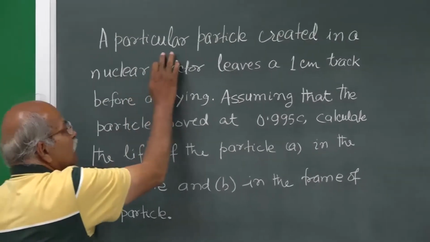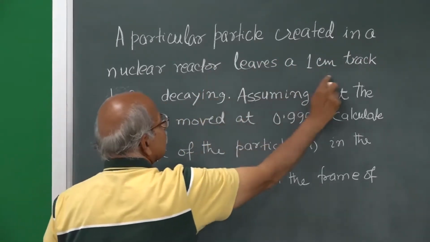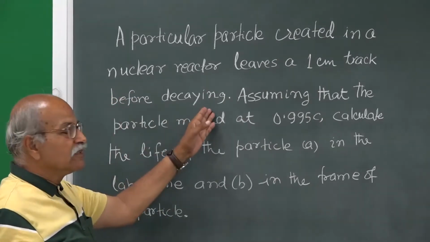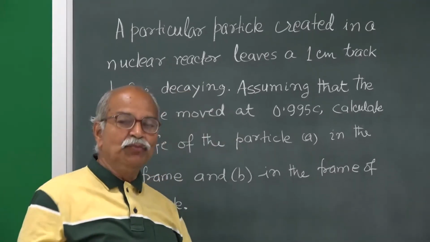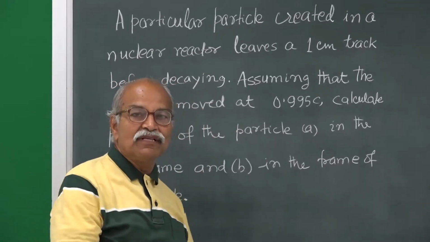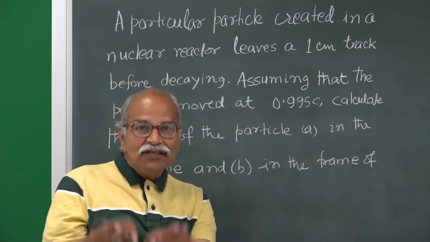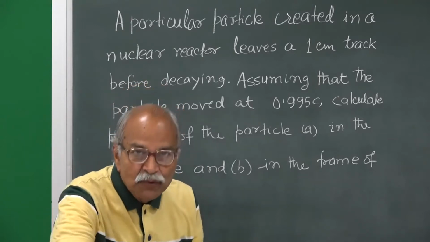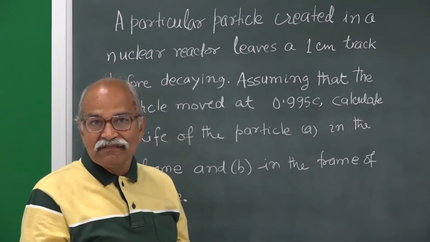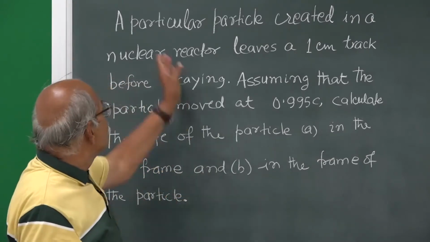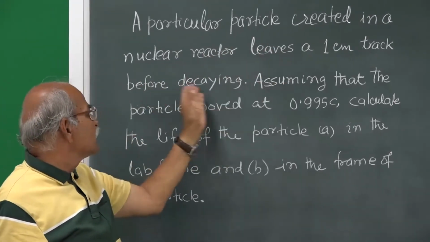A particular particle created in a nuclear reactor leaves a 1 centimeter track before decaying. So, in a nuclear reactor you have varieties of nuclear reactions taking place, new particles are created and then those particles move, and then there is some kind of detector system. When the particle moves through the medium, it leaves a track, and when that particle decays, the track is terminated. So, a particular particle created in a nuclear reactor leaves a 1 centimeter track before decaying.